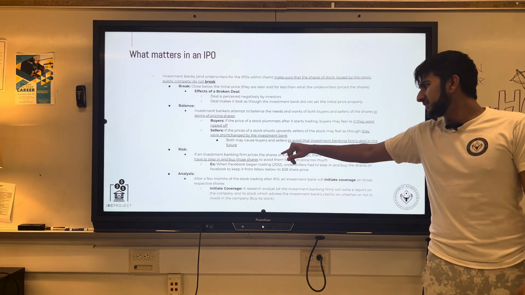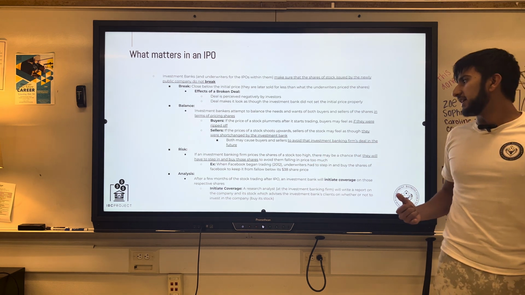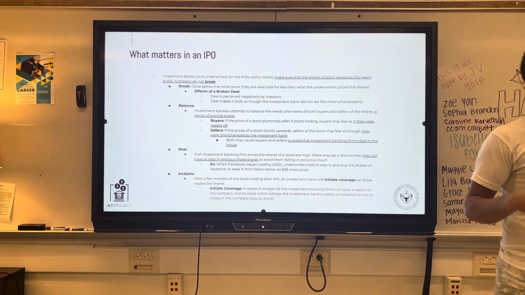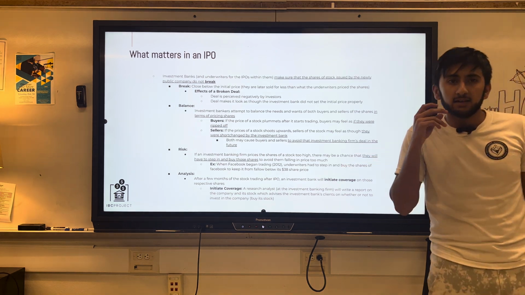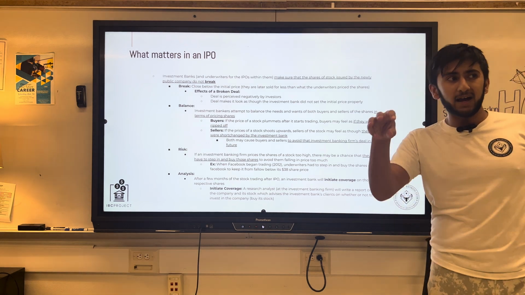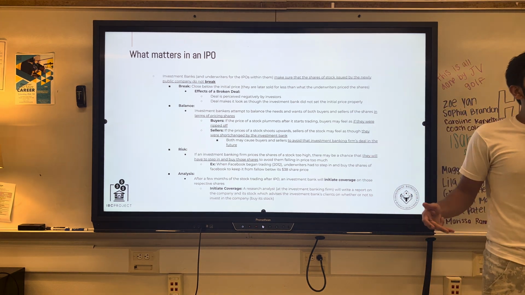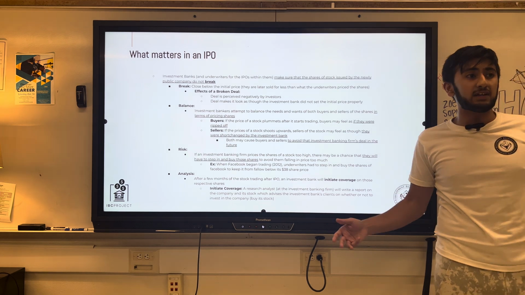So when it comes to risk, if an investment banking firm prices the share of a stock too high, there may be a chance that they'll have to step in and buy those shares. So this is important, right? Let's say that the stock does break. Sometimes the investment bank will go back in, buy those shares, and figure out how to reprice it so that it's not perceived negatively on the market.